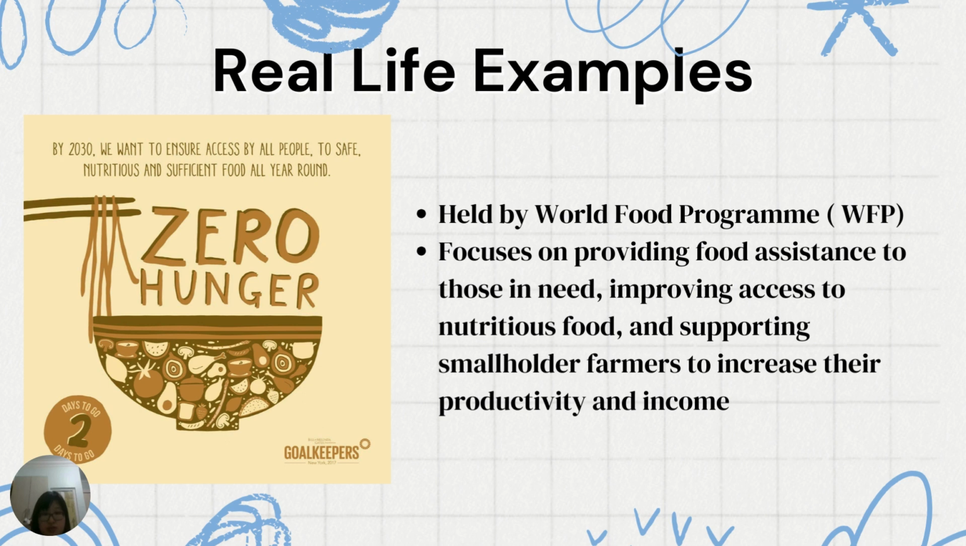It focuses on providing food assistance to those in need, improving access to nutritious food, and supporting smallholder farmers to increase their productivity and income. The project also works to strengthen the resilience of communities to food crises and emergencies, such as drought and conflicts. As I mentioned just now, during conflicts many people face a lack of food. So this project also wants to ensure people have enough food productivity to secure their food supply, and to contribute to bringing the issue of hunger down to the list.